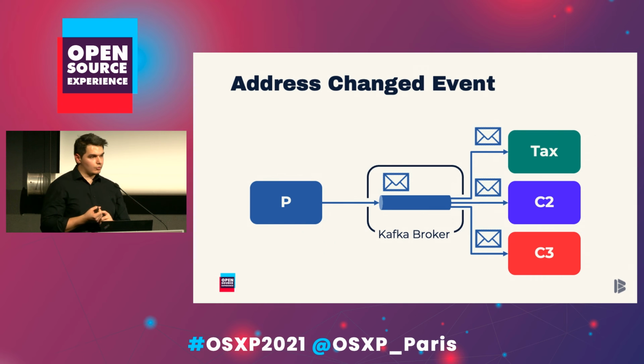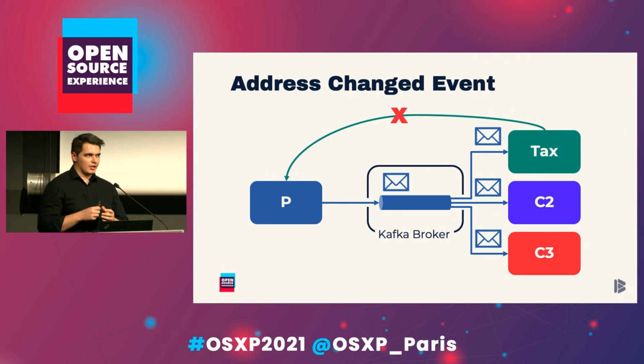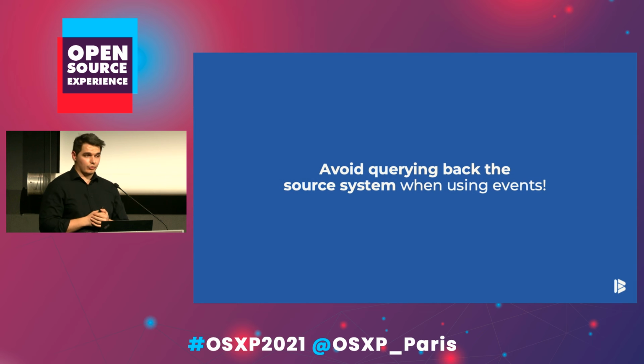However, we find out that one of the consumers is actually a tax service, and tax services usually need the old addresses as well. So what's happening? The tax service will try to query back the producer, and this is actually an anti-pattern. So you shouldn't do this, because event-driven architectures are all about decoupling, but now we're actually introducing coupling again. So try to avoid querying back the source system when you're using events.